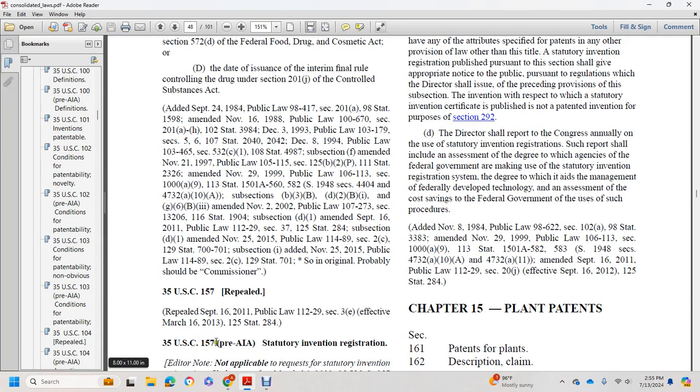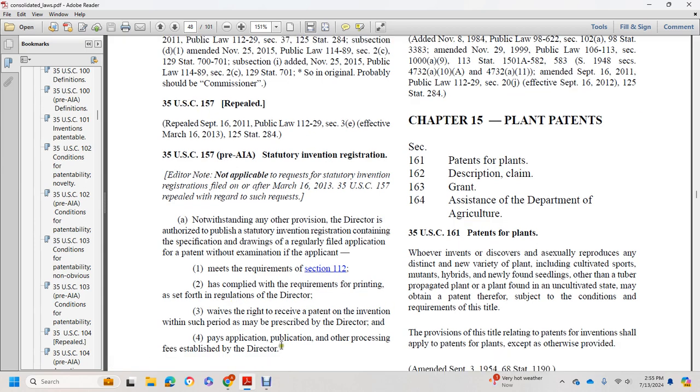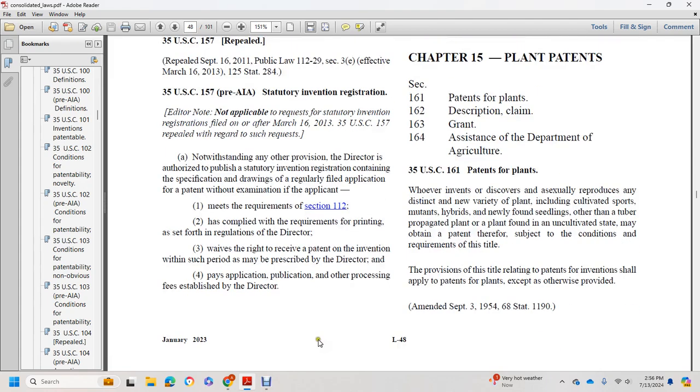Title 35 U.S. Code 157, pre-America Invents Act, Statutory Invention Registration. Notwithstanding any other provision, the Director is authorized to publish a statutory invention registration containing the specification, drawings, and regulatory file of an application, if the application meets the requirements of section 112, complies with the requirements pertaining to the regulation, and the applicant waives the right to receive a patent on the invention within such period as prescribed by the Director, and pays the application, publication, and other processing fees established by the Director.